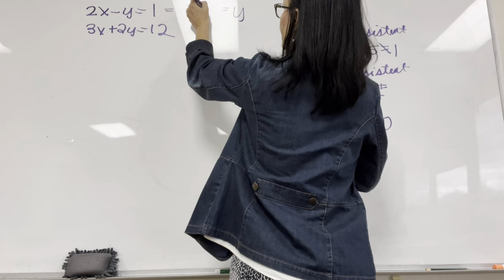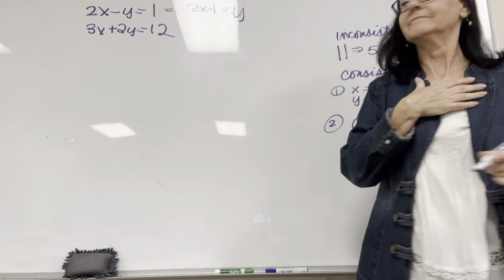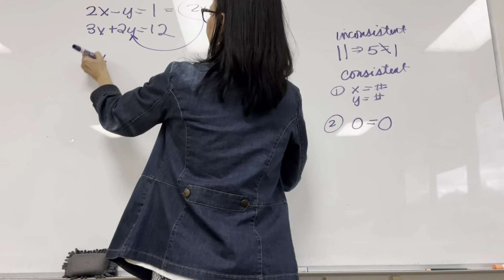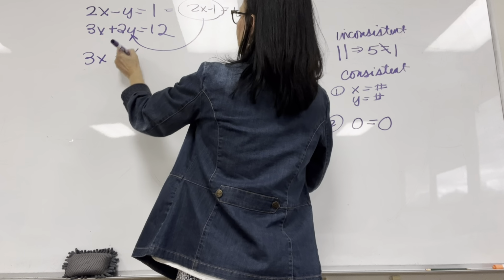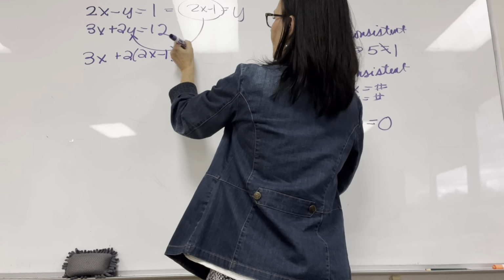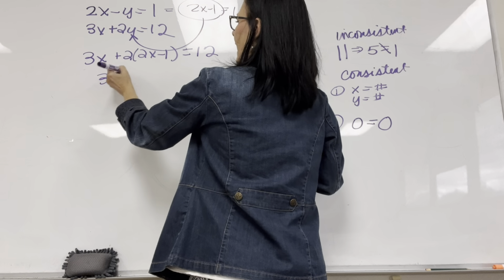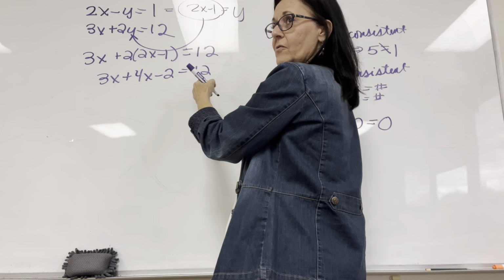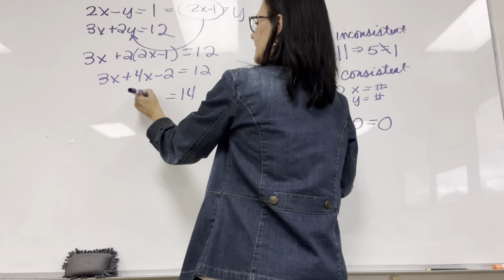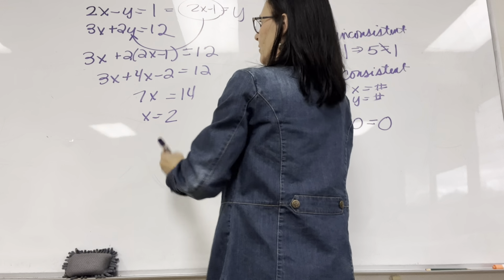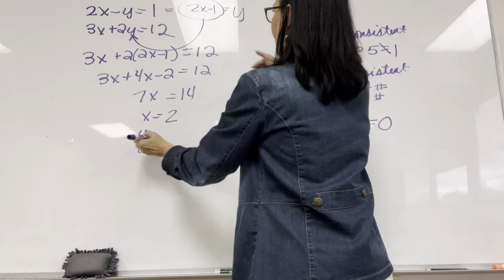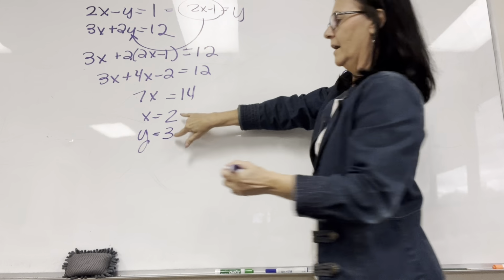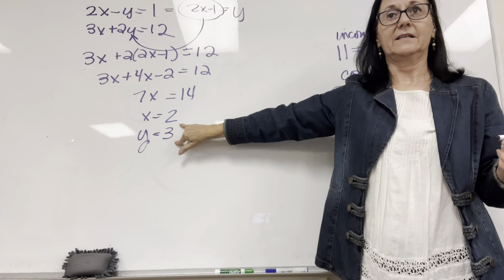So y equals 2x minus 1, right? Substitute this in for y. So you have 3x plus 2 times 2x minus 1 equals 12. So it's 3x plus 4x minus 2 equals 12. Add the 2. 14 is 7x. What's the value of x? 2. How do I solve for y? Plug 2 in for x. So 2 times 2 is 4, minus 1 is 3. This is the point where they are consistent. They're consistent at one point.